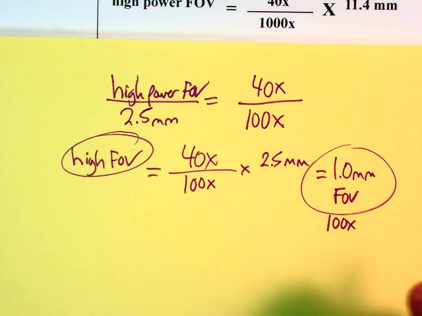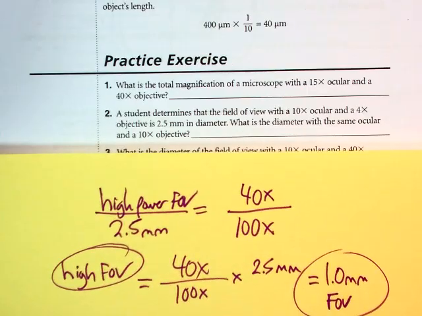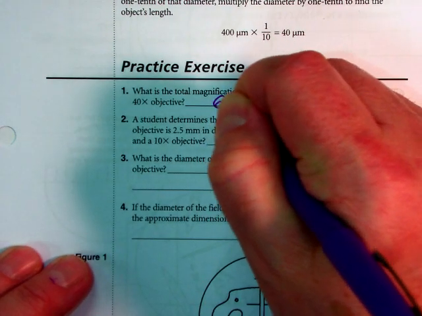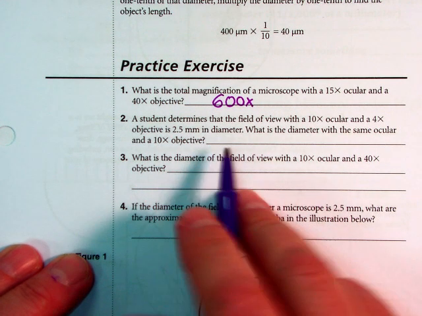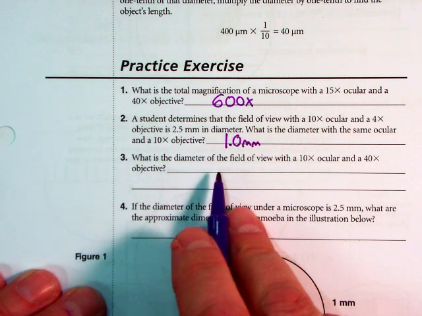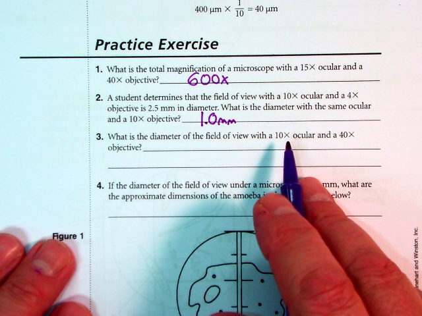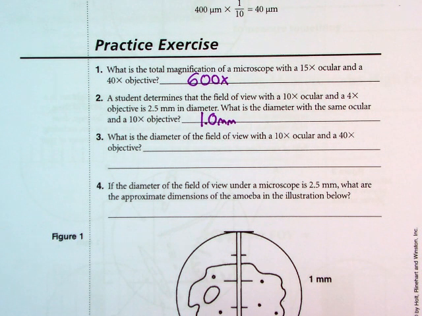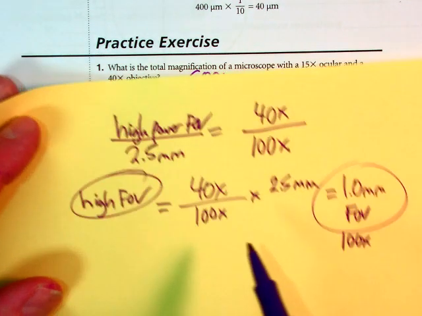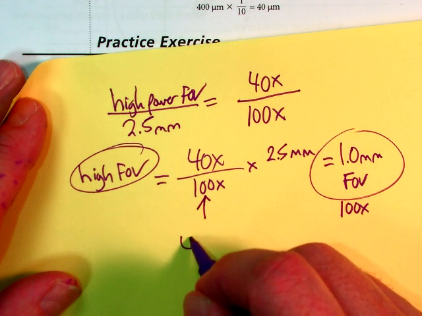And then it asks you one more question. So our answers so far are 600x, and here we have 1 millimeter. That's the answer we just got. This question asks us, with the same problem, what is the diameter of the field of view if you have a 10x ocular and a 40x objective? All we're going to do is substitute. We're going to use that same problem, but instead of 100 here, we're going to use 400.